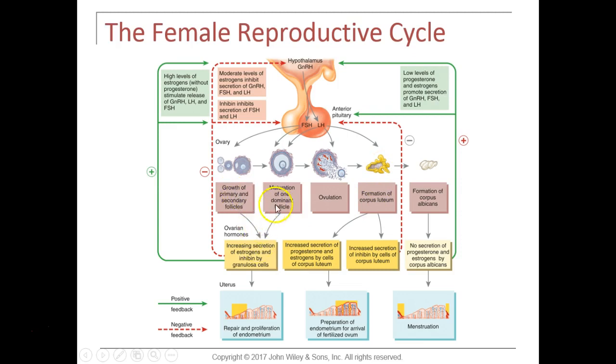Pre-ovulatory, the hormones come from the follicles. Post-ovulatory, the hormones come from the corpus luteum. And you can then read in the box up here as to how the hormones are either stimulating or inhibiting the hypothalamic anterior pituitary axis. So just review this chart.